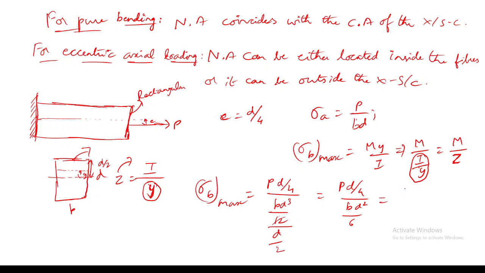So what is the final value we are getting? 5P divided by 2BD? I am getting 3 by 2. It is 3. 3P by 2BD. Okay.